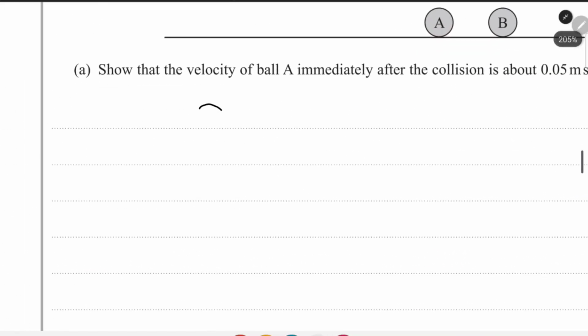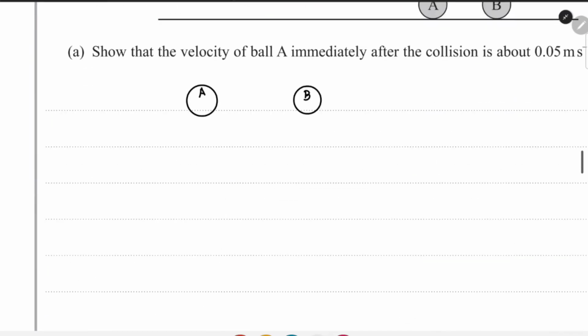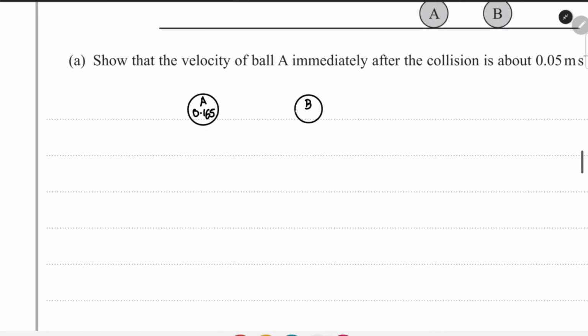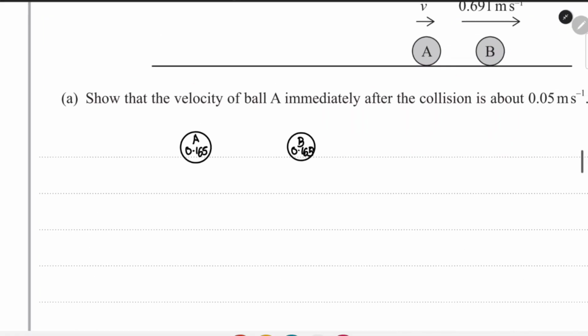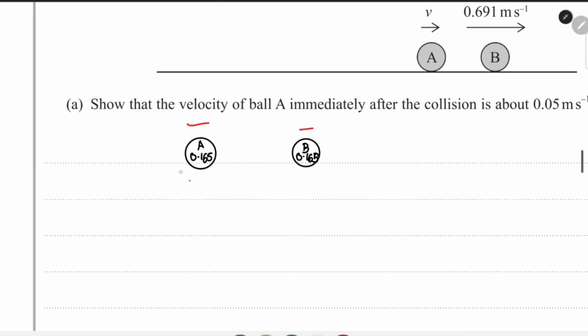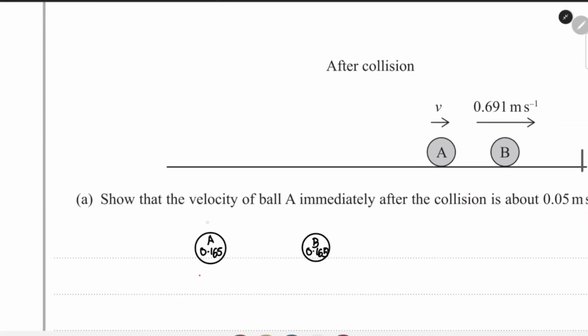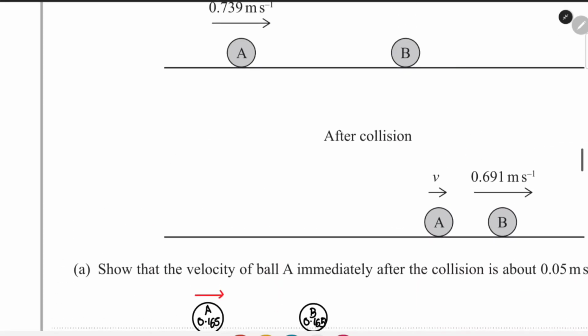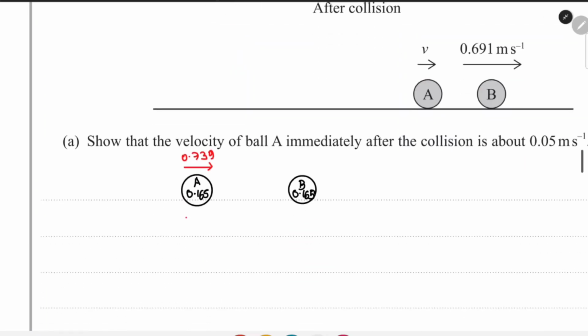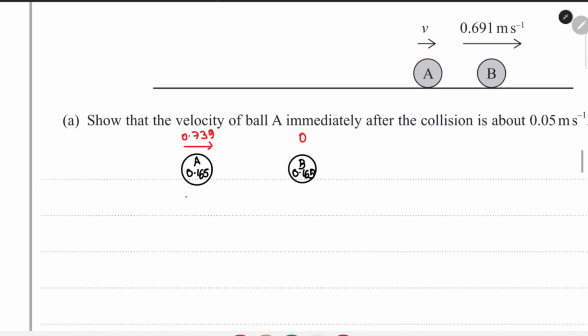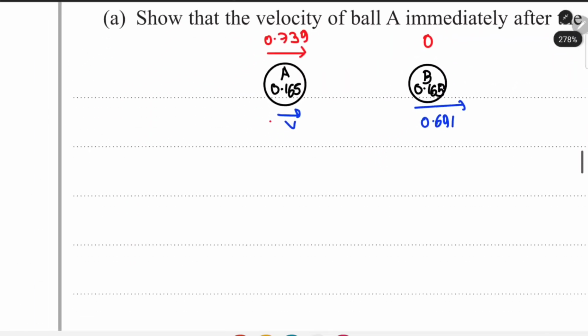So if I draw a diagram over here, this is ball A, this is ball B. The mass of both of them is 0.165 kg. I'll do the initial velocities at the top, the final at the bottom. So the initial velocity of ball A is 0.739, while for ball B it's 0. And the final velocity is 0.691 for ball B and V for ball A, which is unknown.